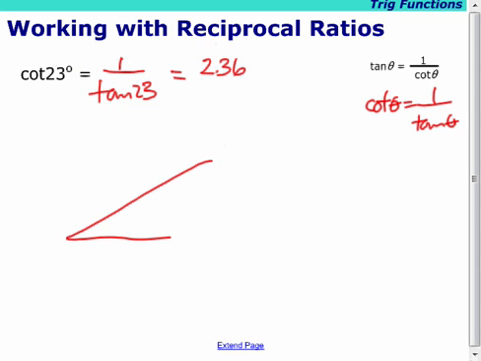Which means that if I were to draw the triangle, and say this was the 23 degree angle right here, the relationship between cotan is the opposite of tan. So the relationship between the adjacent side and the opposite side is 2.36 to 1. In other words, this side is about 2.3 times as large as this side. Okay, so that's how I can deal with the reciprocal ratios if I'm given the angle.